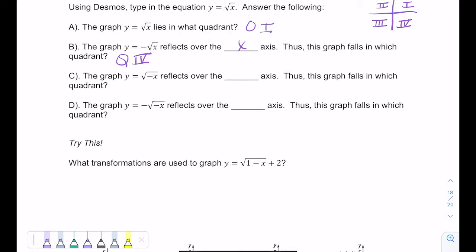Jumping ahead. When I have the negative on the inside, remember that's reflecting over the y-axis. And if I was in quadrant 1 originally for my first function, now it's going to reflect it into quadrant 2. And then remember when I put a negative on the outside and the inside, it really reflected it over the x and the y-axis, okay, or the origin, and it ended up in quadrant 3.